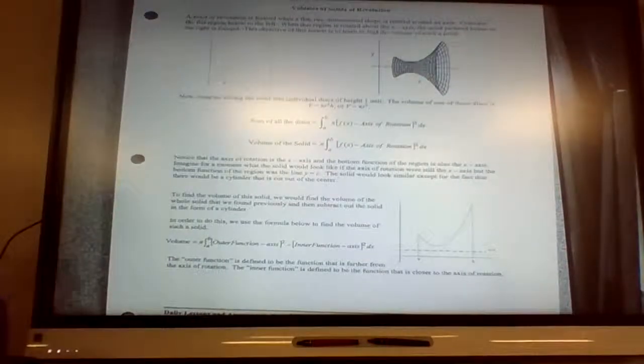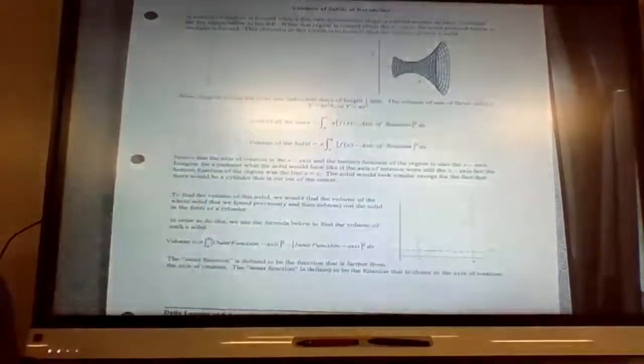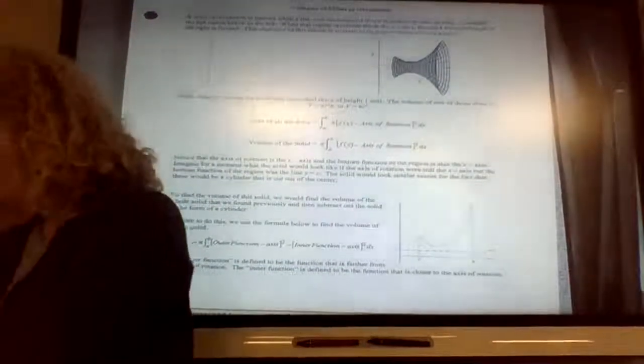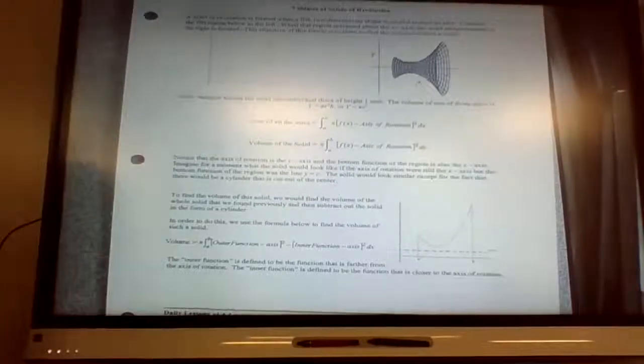Well, here's what I like about it. You know how usually it's like, here, let's do some math. And it's like, explain. Here, let me give you a whole page of explanation before we even try to do some math. All right, so a solid of revolution.